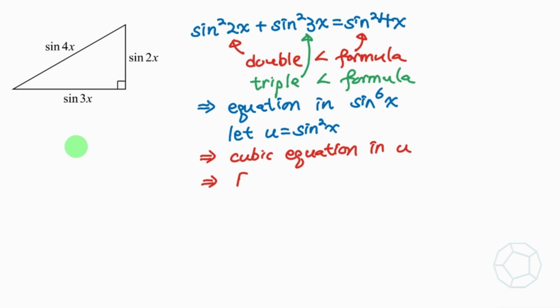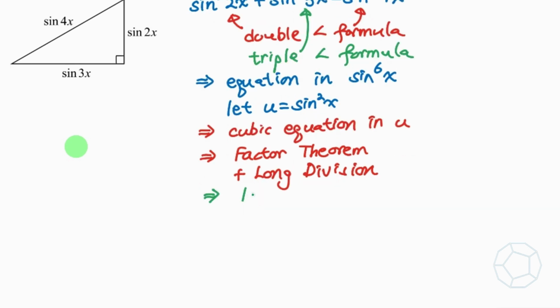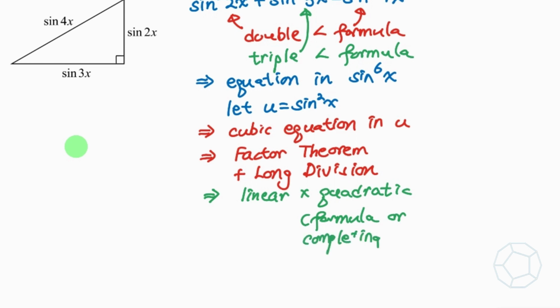To solve it, we'll have to factorize it using the factor theorem together with long division, such that the cubic polynomial is factorized as a linear term times a quadratic term. For the quadratic equation, we can apply the quadratic formula or use the method of completing the square to solve it. So that's all about the thinking process. Let's jump to the detailed solutions.